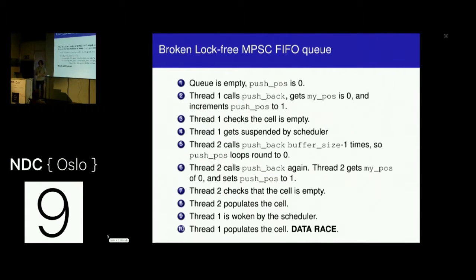It's still broken. So here's the particular sequence of operations that can get things wrong. We've got an empty queue. Push pos is 0. So thread 1 calls push back. It gets the position 0 and increments the position to 1 nicely. The compare exchange just works. There's no other competing threads. It checks the cell is empty and gets suspended. Then suppose we've got another thread which pushes back until we've got a full buffer. So the push position is now wrapped all the way back round and is now pointing at our first entry again.